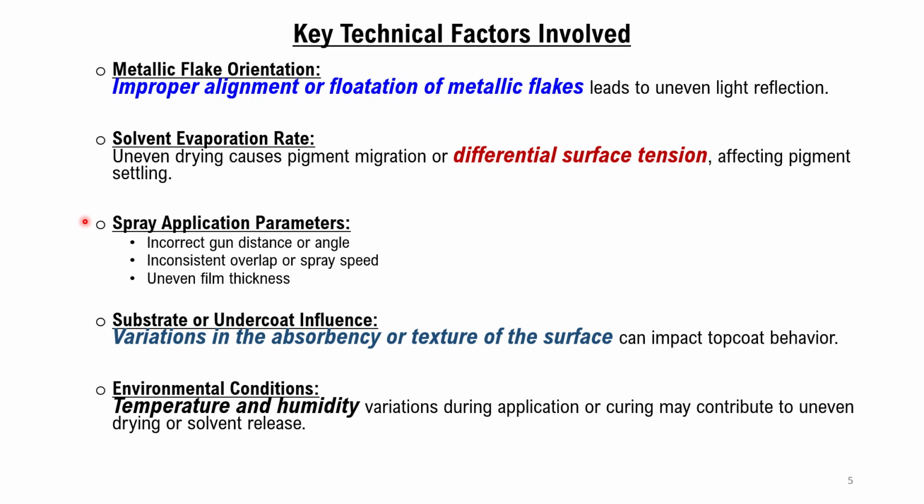Number three, spray application parameters, that is, incorrect gun distance or angle, inconsistent overlap or spray speed, and finally, uneven film thickness. Number four, substrate or undercoat influence. Variation in the absorbency or texture of the surface can impact topcoat behavior. And finally, environmental conditions, that is, temperature and humidity variations during application or curing may contribute to uneven drying or solvent release.